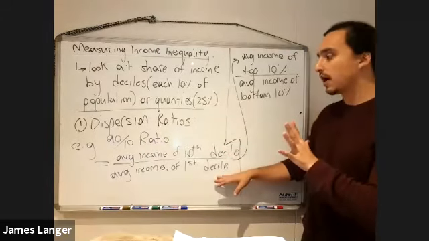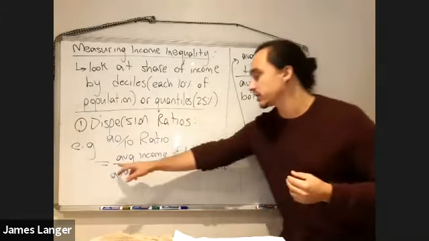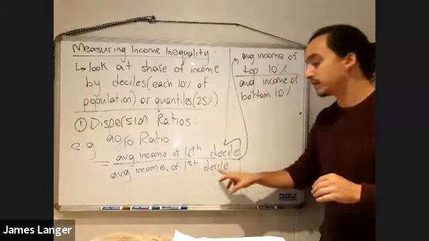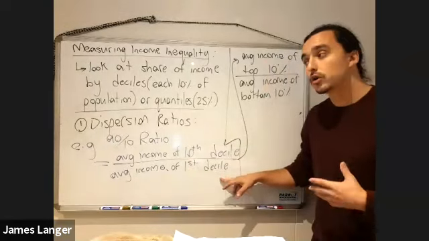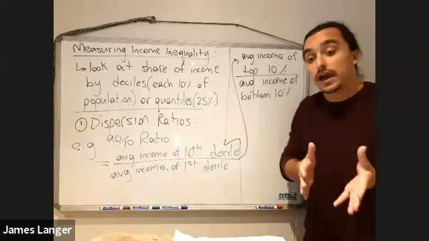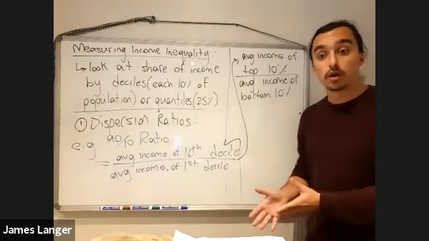So if this was equal to 5, it would be telling me that the average income of the 10th decile is 5 times the average income of the first decile. So obviously it just depends on what ratio they give you, and you would be able to then interpret it accordingly.